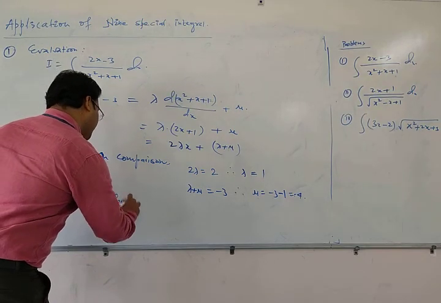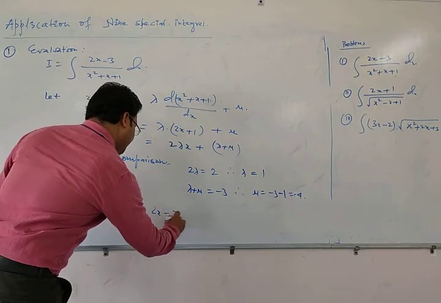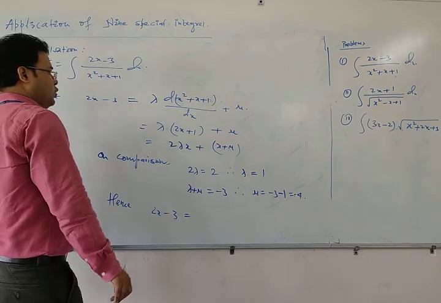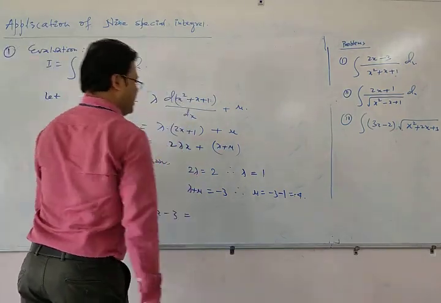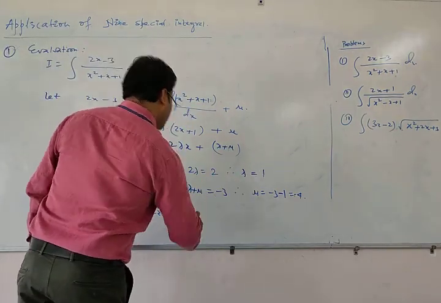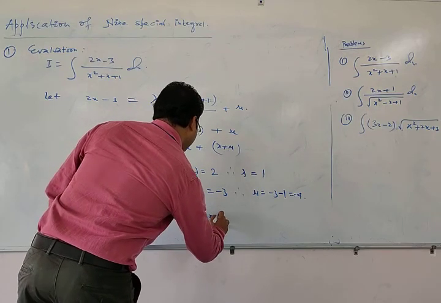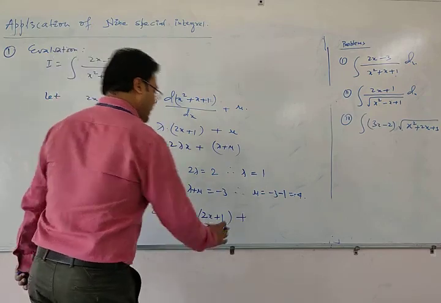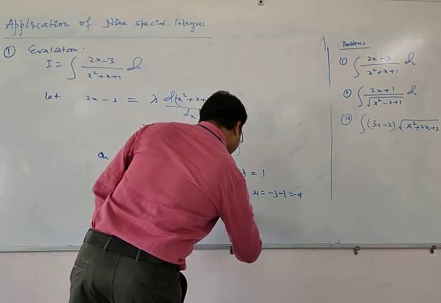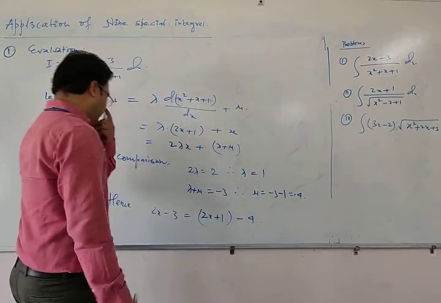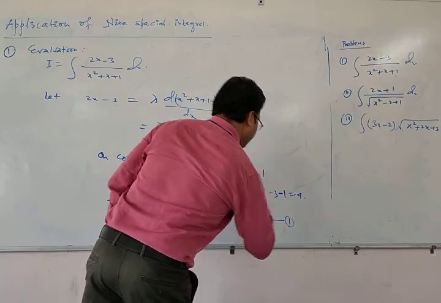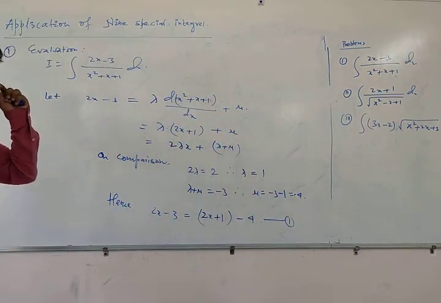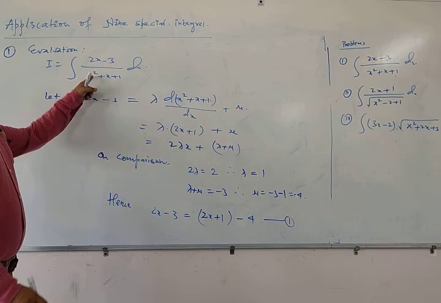Hence you can write 2x minus 3 is equal to lambda. In place of lambda you can write 1, so it becomes 2x plus 1 plus mu. In place of mu you can write minus 4. And this is number 1. Now we have to use number 1 in the given integrand.